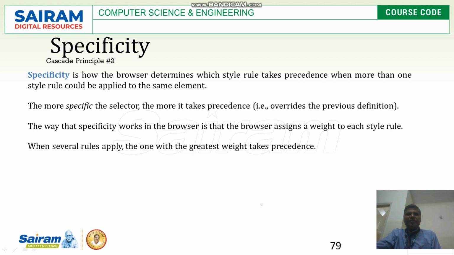Then specificity. This is nothing but a selector rule. The first selector overrides the previous definition. So when something is inside, those things are going to be taken first, and outside things are not going to be taken. So that is nothing but an overriding of the definitions.